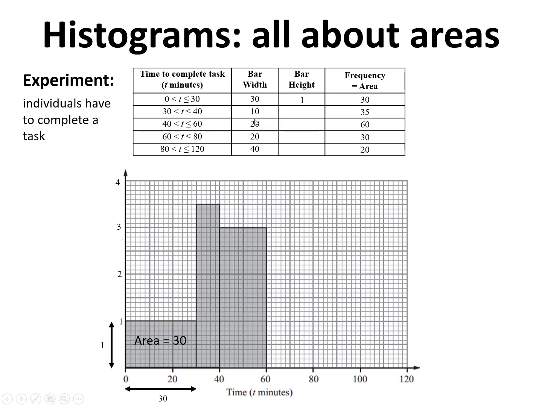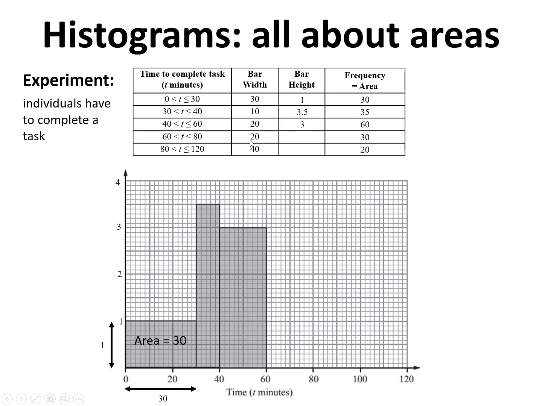The second bar here is 10 wide. It has to be 35 high. 10 times 3.5 is 35. Oh, look, the second bar is 3.5 high. 40 to 60 is 20. 20 times 3 is 60. And sure enough, this bar is indeed 3 units high.